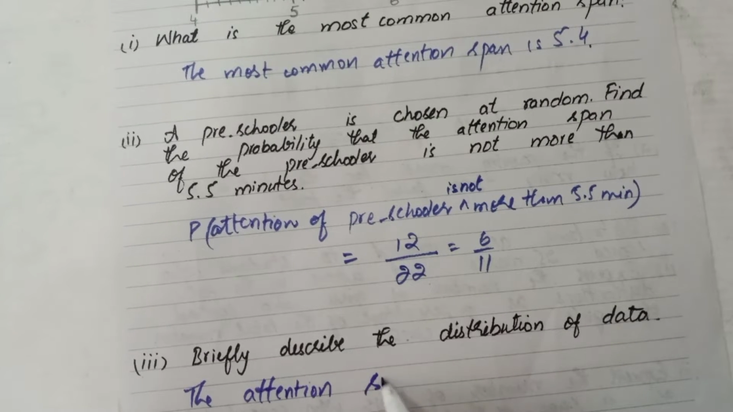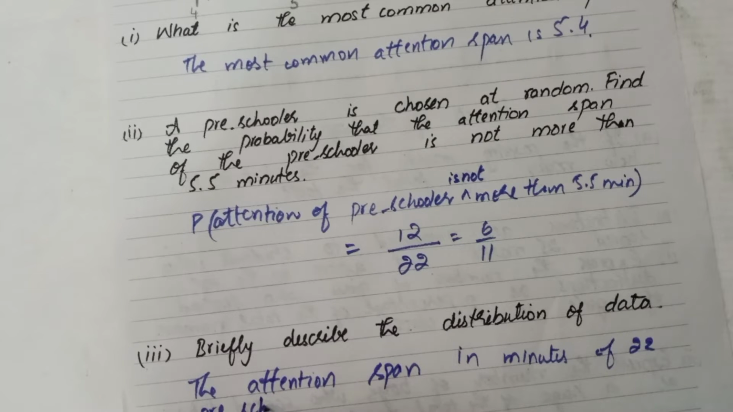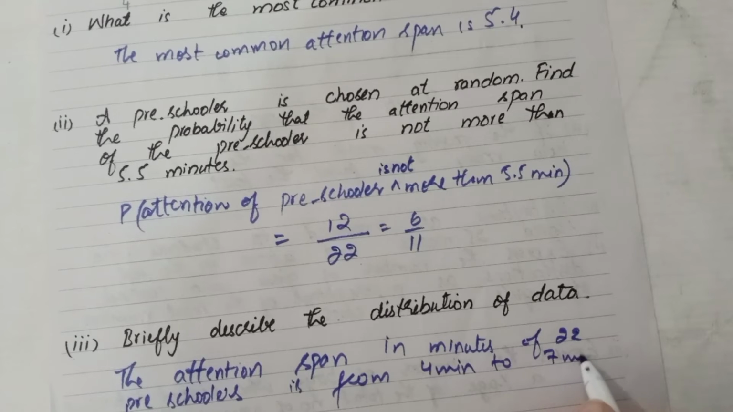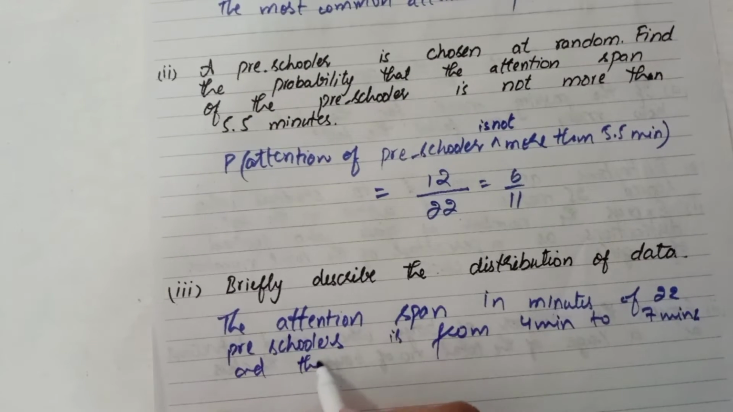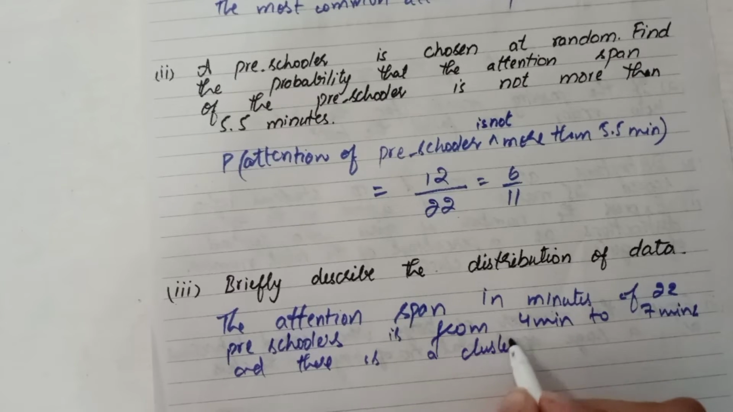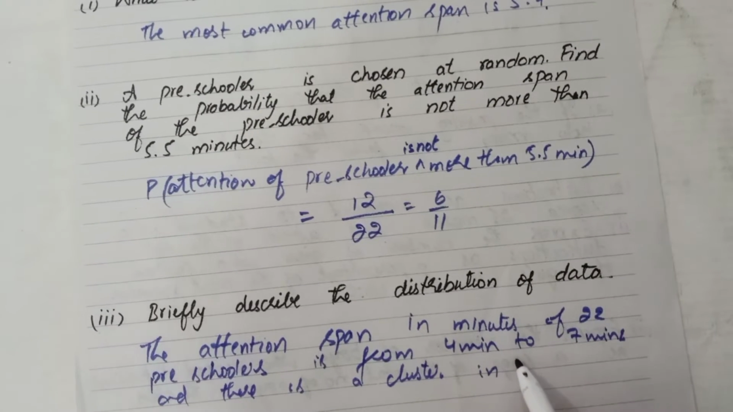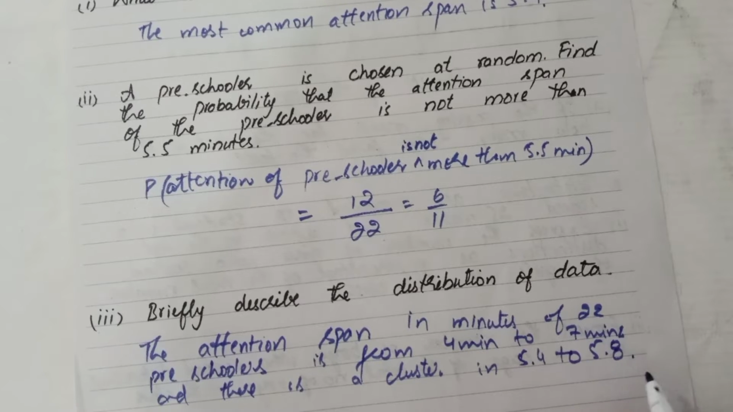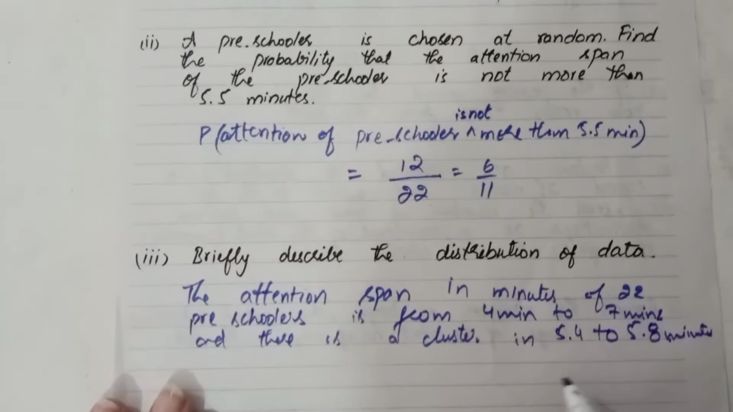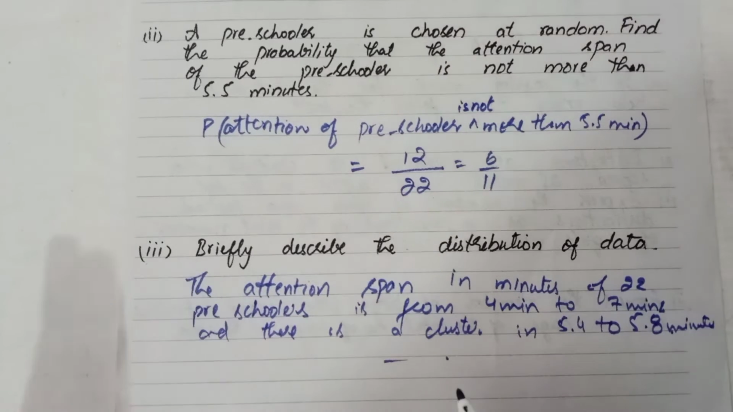The attention span in minutes of 22 preschoolers is from 4 minutes to 7 minutes, and there is a cluster in 5.4 to 5.8 minutes. Now students, question number 7 is also solved.